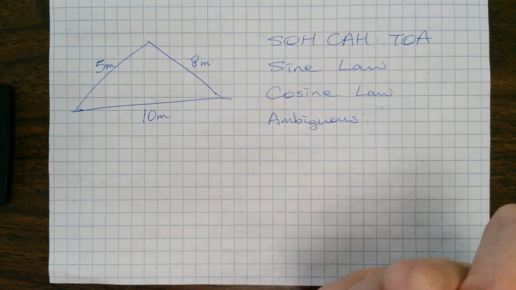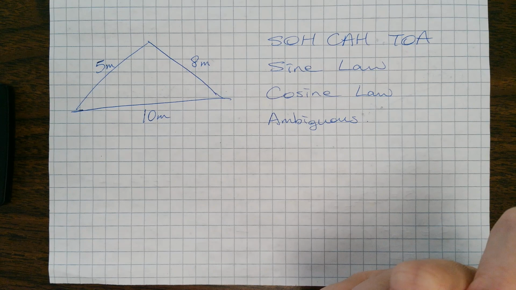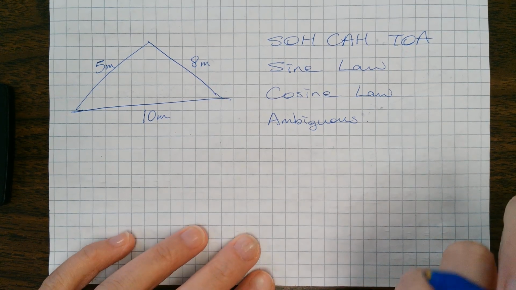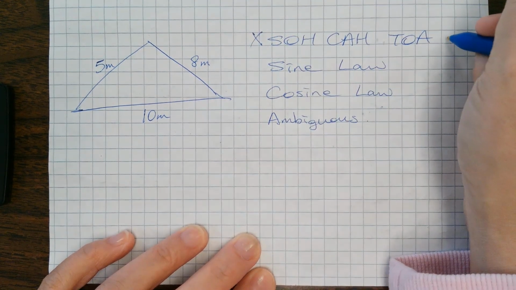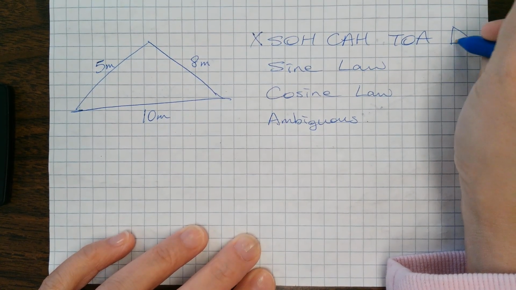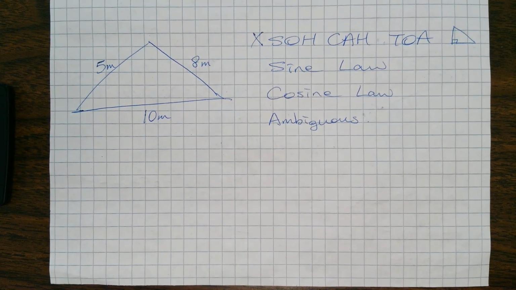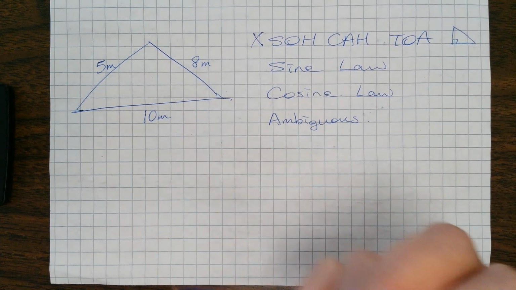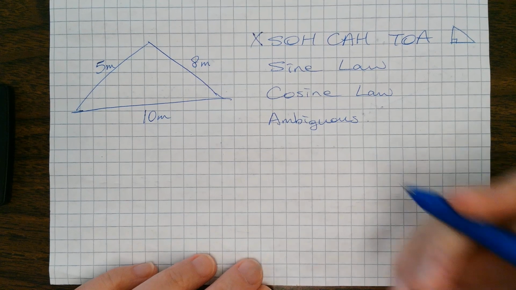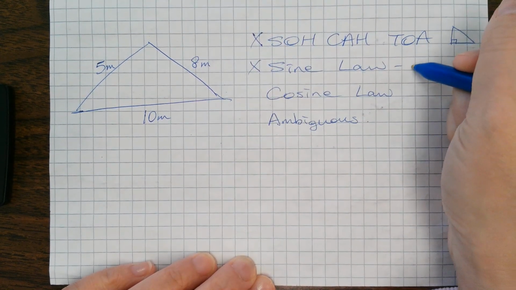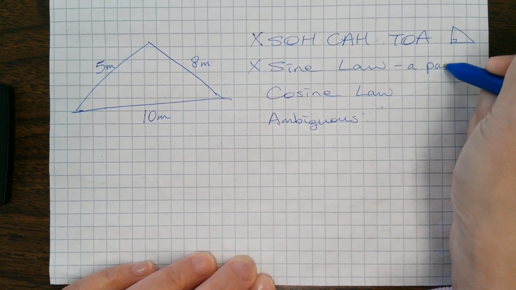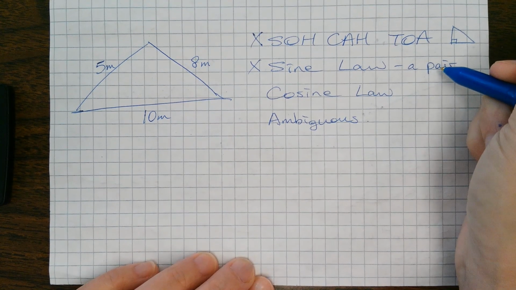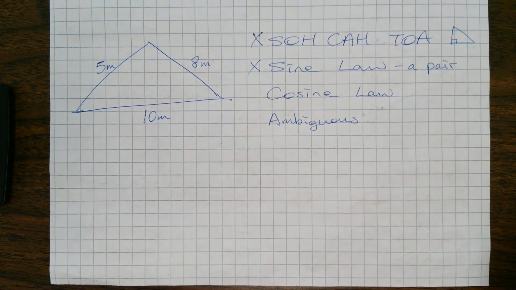Can I use SOHCAHTOA? Why not? Hazel? Yeah, it's not a right angle. So only if it's a right angle triangle can you use SOHCAHTOA. What about sine law? Can I use sine law here? Aryan? No, there's no pairs. Right, you need a pair, meaning the angle and the opposite side length.